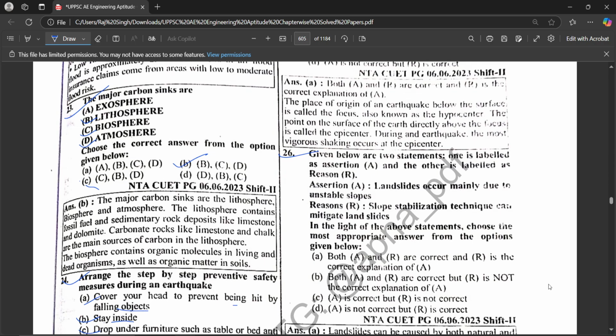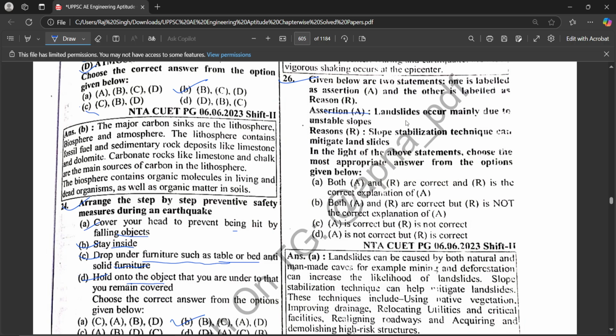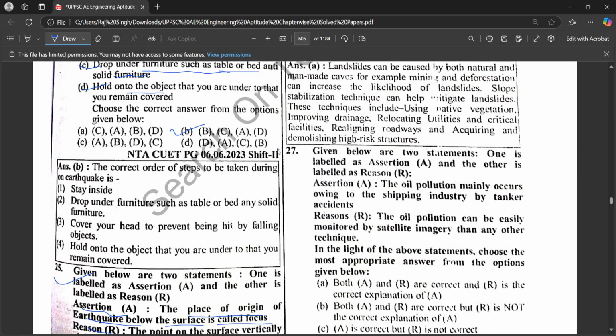Given below are two statements, one labeled Assertion and the other Reason. Assertion: landslides occur mainly due to unstable slopes. Reason: slope stabilization techniques can mitigate landslides. Hence, both statements are correct, and the reason is the correct explanation of the assertion.